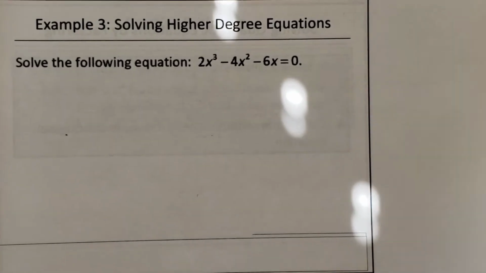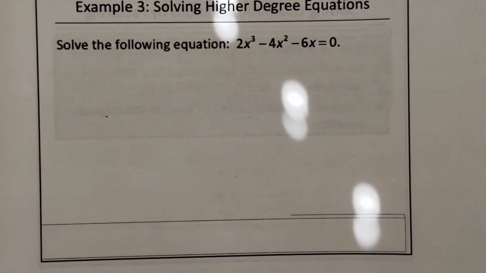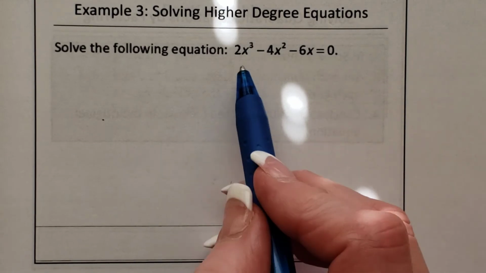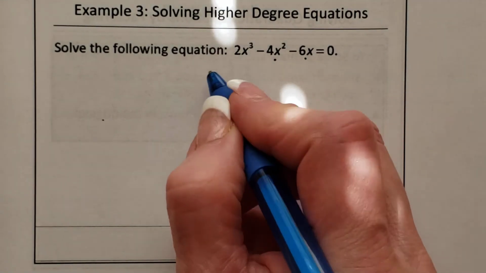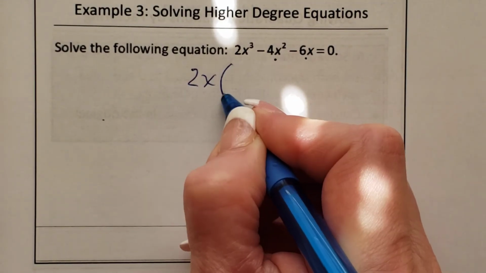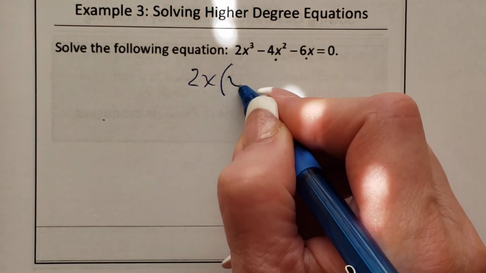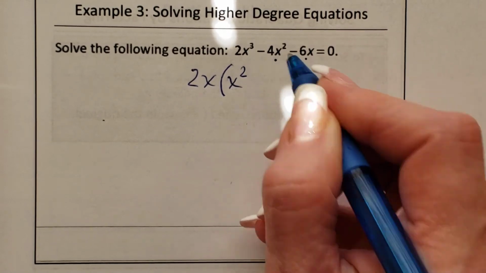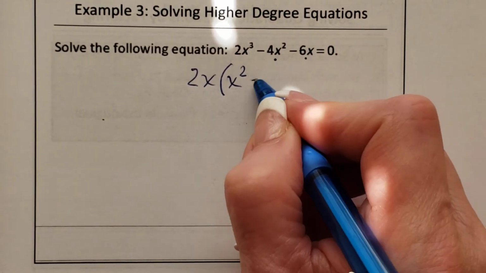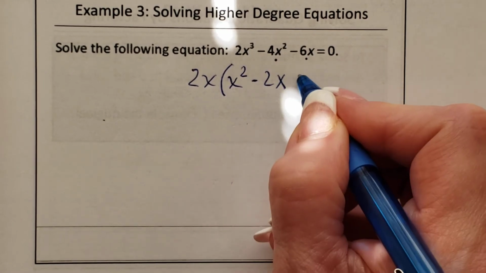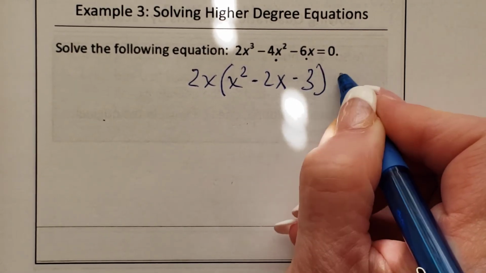All right, example 3. The first thing I'm going to do is say, okay, can I factor anything out of this whole equation? And yes, I can divide all three of these terms by 2x. So 2x to the third power divided by 2x is x squared. Negative 4x squared divided by 2x is negative 2x. And negative 6x divided by 2x is negative 3.